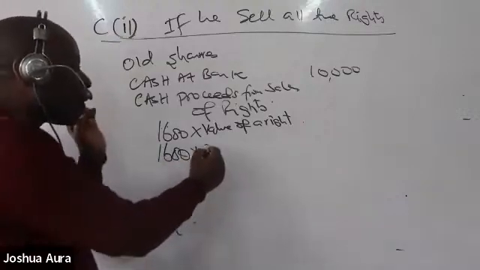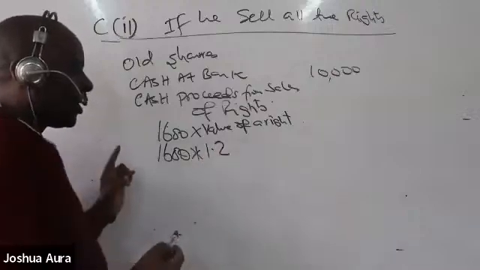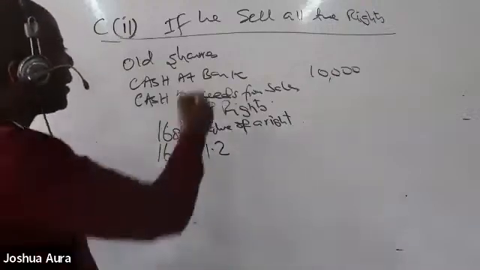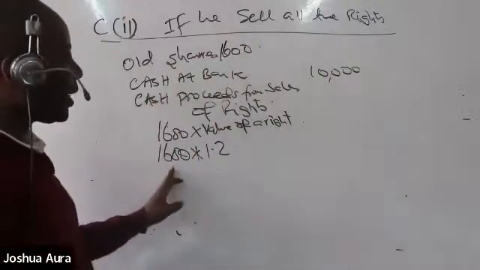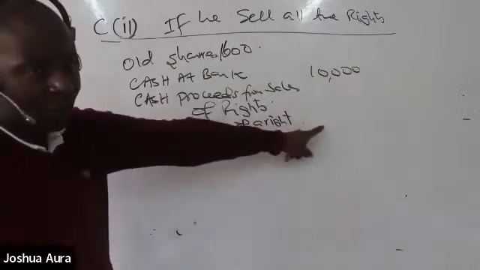You take 1,600 times the value of a right. Do you remember the value of a right which we calculated in part 1, which was 1.2? So you just take 1,600, the same case here with 1,600. If you want to master this thing, 1,600, 1,600. So 1,600 times 1.2 gives me how much? Somebody give me this figure.